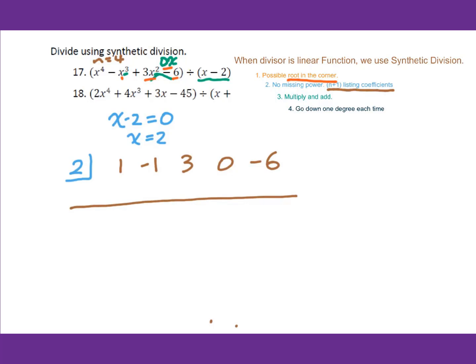Then you got to do multiply and add. First one always drops down. Multiply 2 times 1, that's 2. Then adding, I got 1. 2 times 1, I got 2. Adding is 5. 2 times 5, that's 10. Adding is 10. 2 times 10 is 20. We got 14. Then always put the last number in a box, because this will be the remainder.